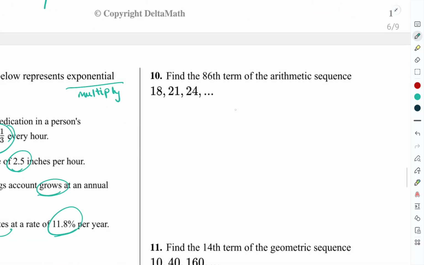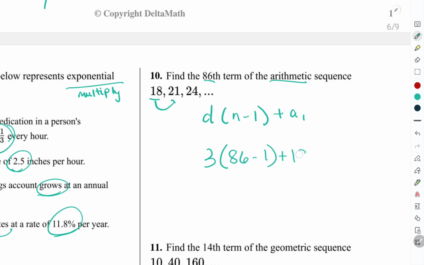All right, sequences. Arithmetic sequence is d(n minus 1) plus a1. D stands for difference. How much is my pattern changing every time? Looks like I'm adding 3, so positive 3. I'm finding the 86th term, and the first term is 18. I'm going to plug that in my calculator, and I get 273.